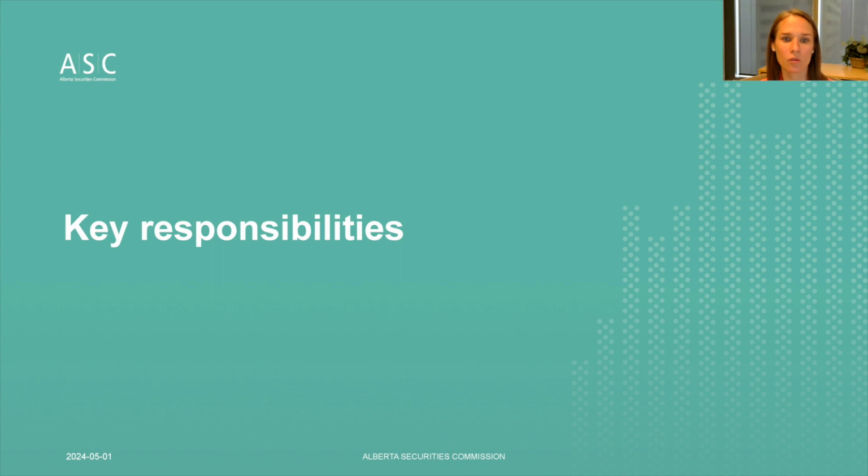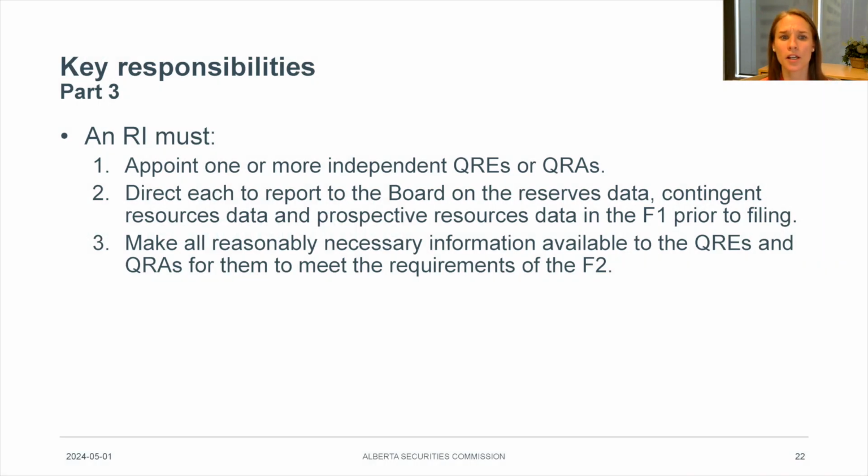Okay, so now we generally know what the annual filing requirements are. I'm going to discuss the key responsibilities of the issuer, management, and their board of directors, and how it relates to those annual filing requirements. Okay, so part 3 of 51-101 outlines the responsibilities of the reporting issuer and its directors. There are certain responsibilities that are applicable to the reporting issuer and certain responsibilities pertaining to the directors and other requirements that are similar and overlap between the two.